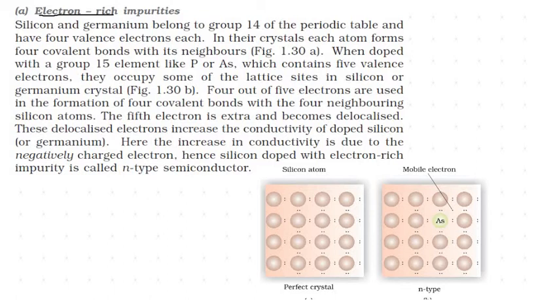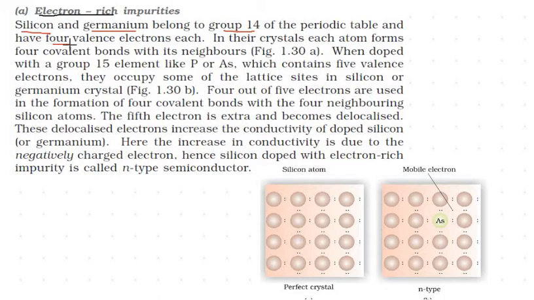So now you can see electron rich impurities, that means compounds which are rich in electrons are being added to the semiconductors. That is what the simple title says. So silicon and germanium belong to group 14 of the periodic table.